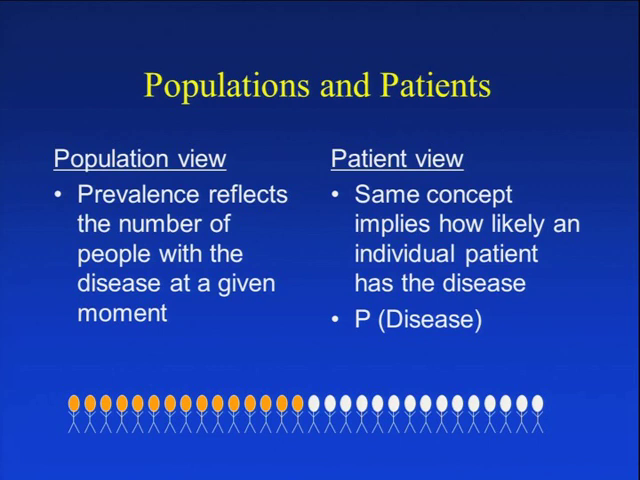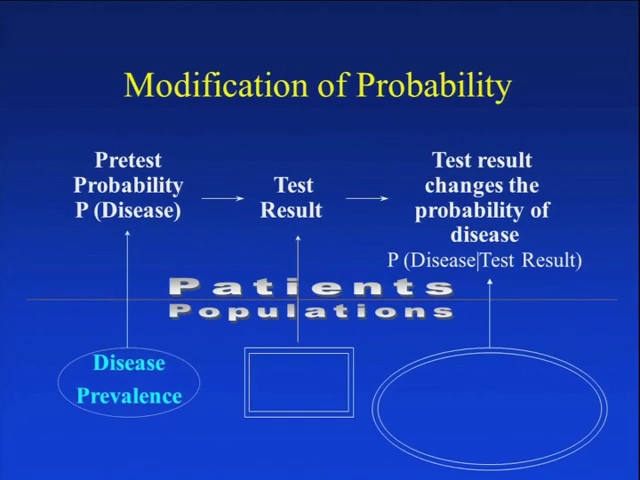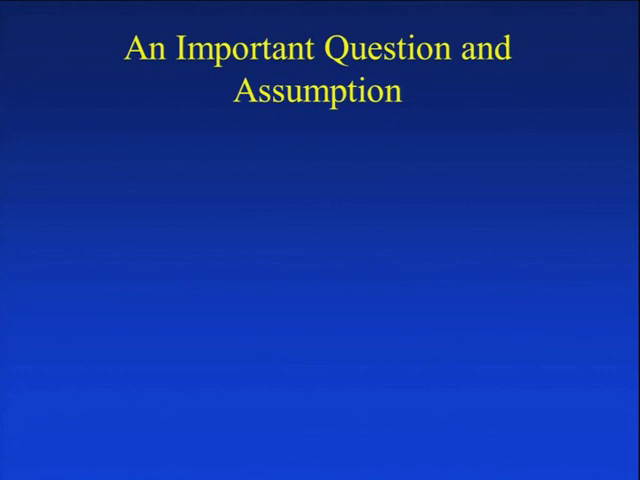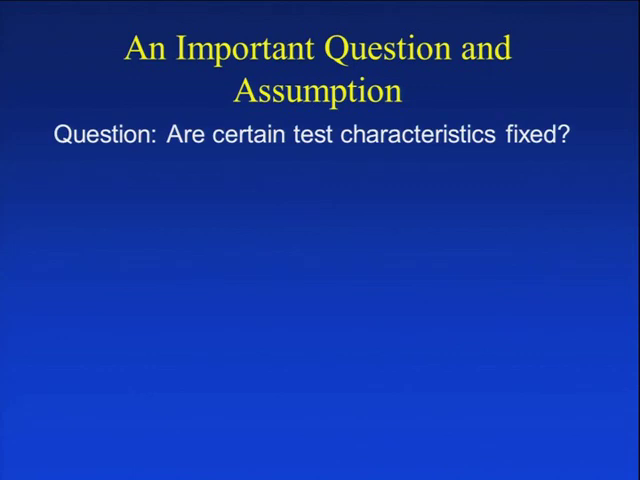But that's the concept of the populations and patients in order to be able to figure out what we need to do next. So we take the disease prevalence. That is what is analogous to our pretest probability. But our test result has to come from the study itself. But it requires us to have a very important assumption. And the question is, the test characteristics that we get from a study.